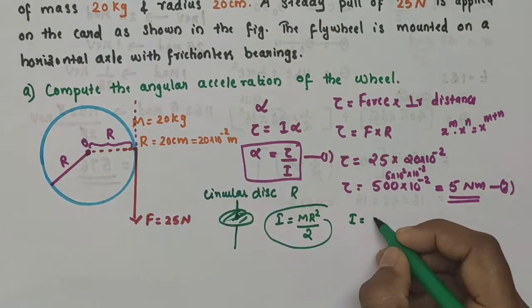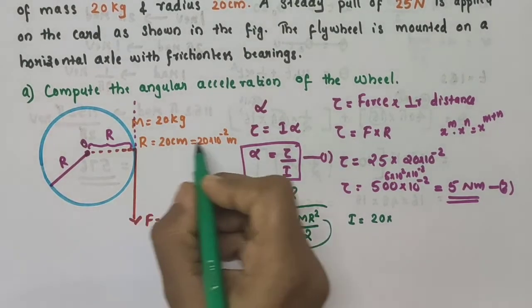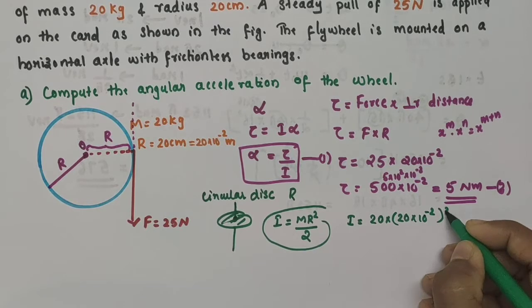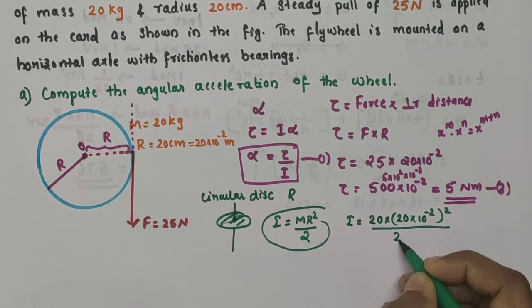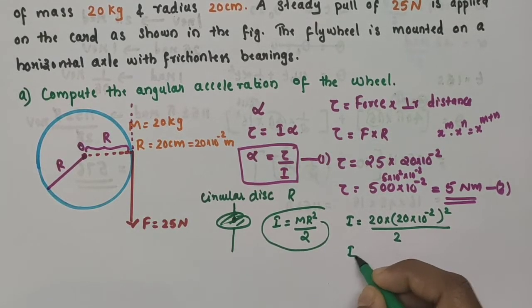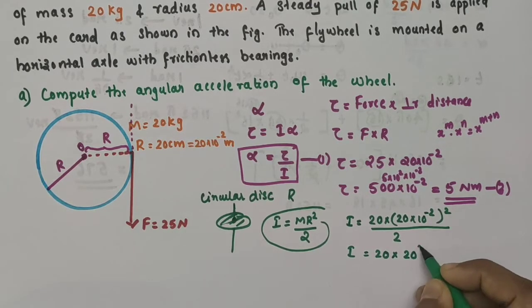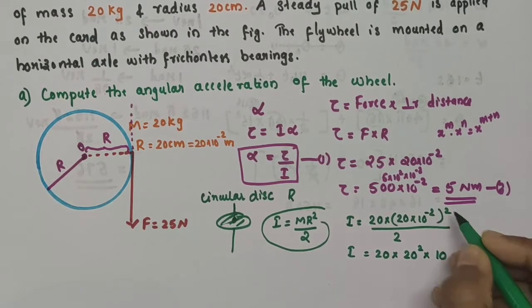What is m? 20 kilogram. Then r square, the radius is 20 into 10 raised to minus 2 meter, so the whole square divided by 2. This can be written as 20 into 10 raised to minus 2, the whole square, which is 20 square into 10 raised to minus 2 the whole square.